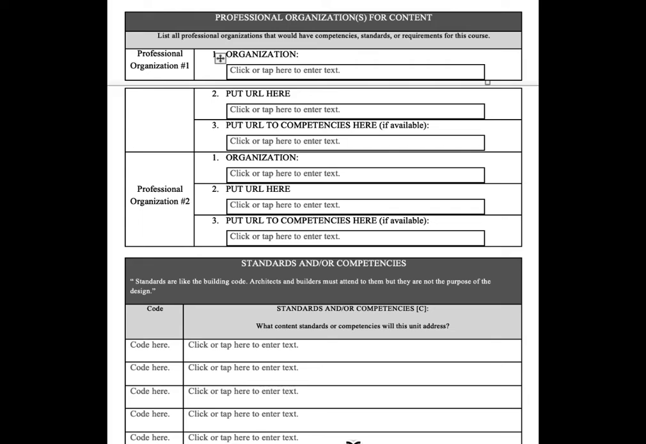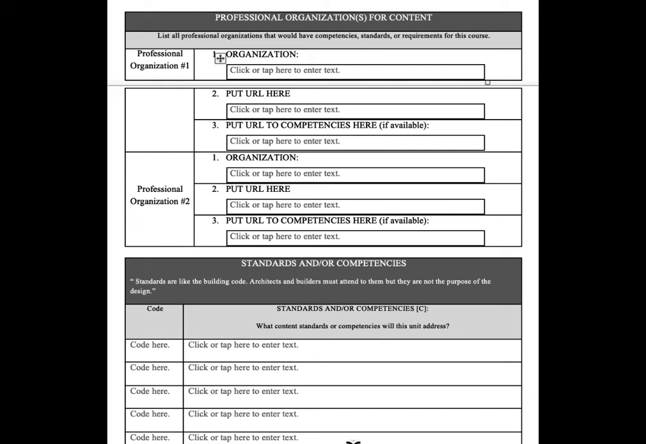Professional organizations and competencies. After clarifying the course and unit summary, including the big idea, the organizations from which learning objectives and expectations will come from are identified. This component specifically identifies those organizations.